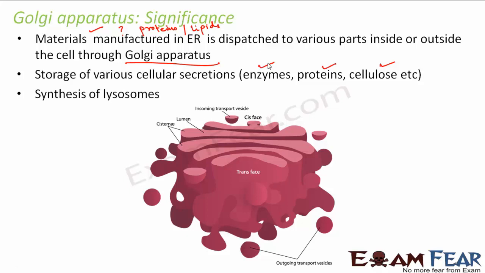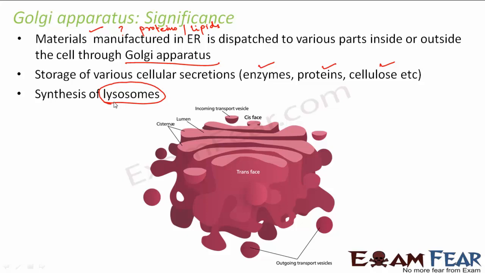Synthesis of lysosomes. So Golgi apparatus helps in manufacturing the lysosomes. What are lysosomes? Lysosomes are another cell organelles which have their own specific function. So Golgi apparatus produces lysosomes. So that is again an importance of Golgi apparatus. Now you might be curious to know what these lysosomes do. Right? So in the next slide we will start talking about lysosomes.